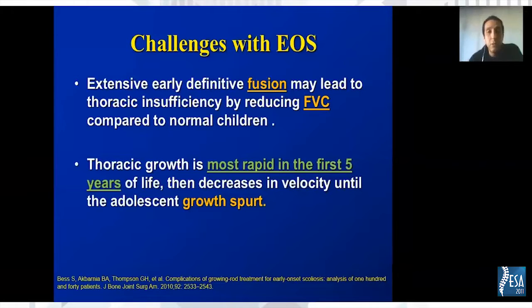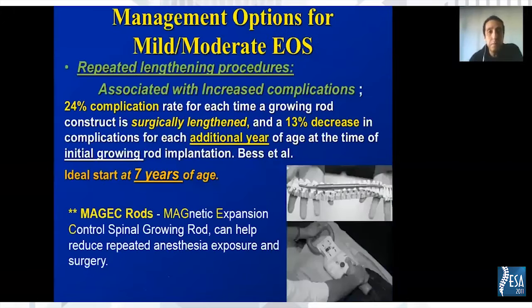So the challenges with early onset scoliosis are usually that you cannot really fuse them early on, because that will cause thoracic insufficiency and decreased pulmonary function. And you also know that the most rapid phase for thoracic growth is in the first 5 years of age, and then it tends to decrease in velocity afterwards until the growth spurt.